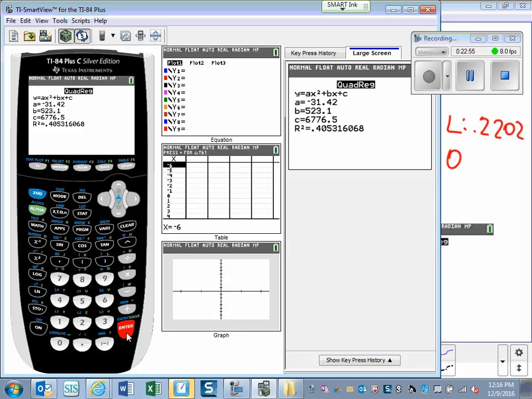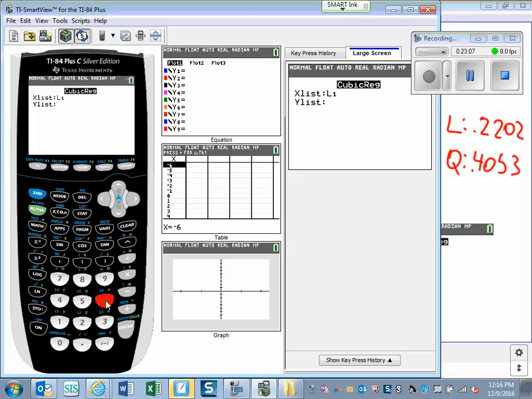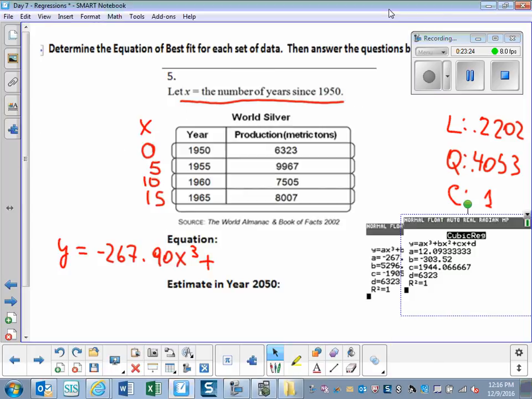40, so quadratic, 4, 4, 5, 3. And then start for cubic. It's funny how it was 1 before, right, for grown data. Okay, so cubic gives me 1. So I'll take this one and override what I had there.